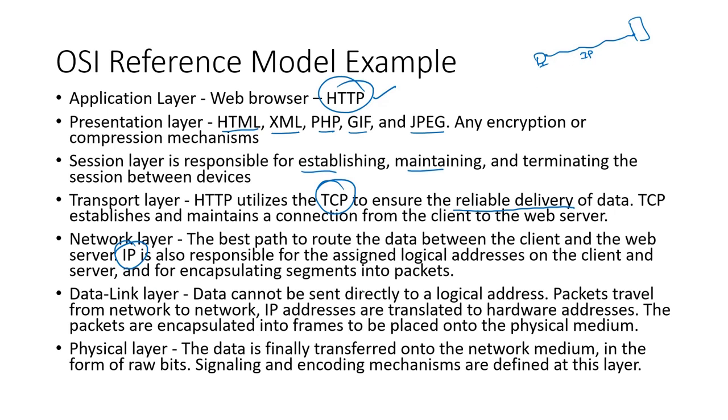The data link layer will take care of data delivery between two different ends. Let's say your PC is connected to your Wi-Fi router. In between these two, layer 2 takes care. Then the physical layer is just raw bits, nothing much. It's like signaling and coding mechanisms in the physical layer and so on.